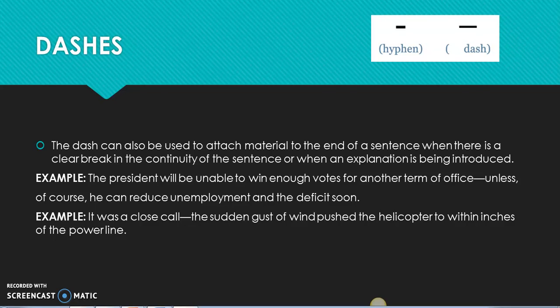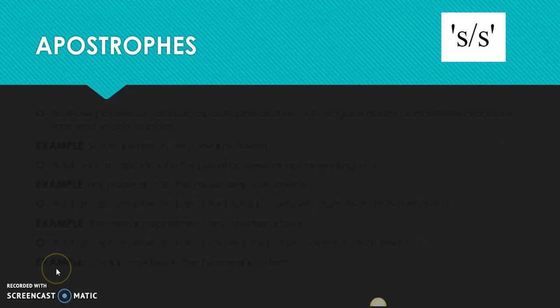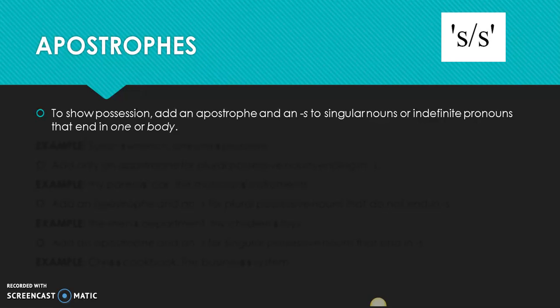Now let us consider the rules about apostrophes. To show possession, add an apostrophe and an S to singular nouns or indefinite pronouns that end in one or vary. Example: Susan's wrench, anyone's problem.